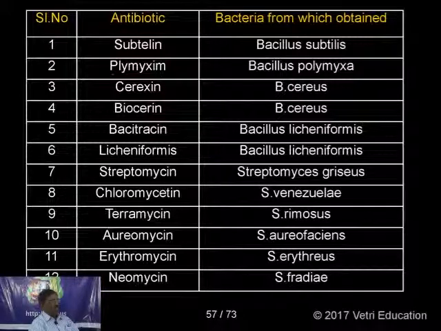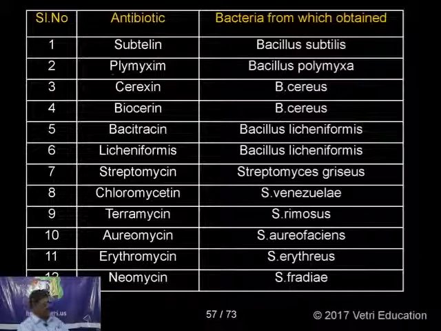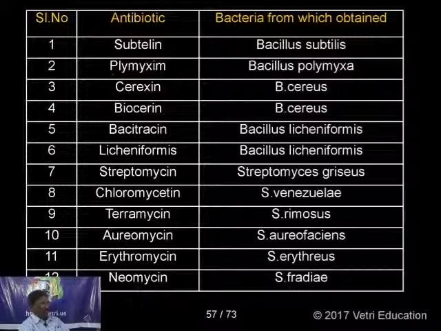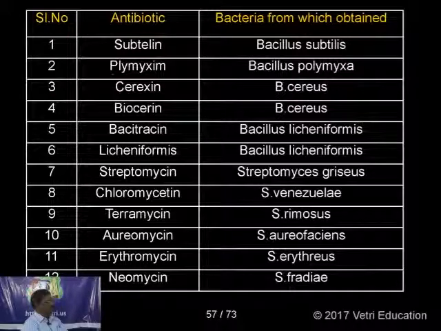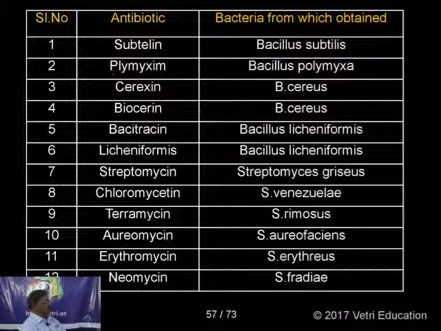Chloromycetin from Streptomyces venezuelae. And terramycin from Streptomyces rimosus, and Aureomycin from Streptomyces aureofaciens, Erythromycin from Streptomyces erythreus, Neomycin from Streptomyces fradiae. So it's a list of antibiotics. You can note it down, it is for interest. Subtilin, polymyxin, cerexin, bacitracin, licheniformin, streptomycin, chloromycetin, terramycin, aureomycin, erythromycin, neomycin.